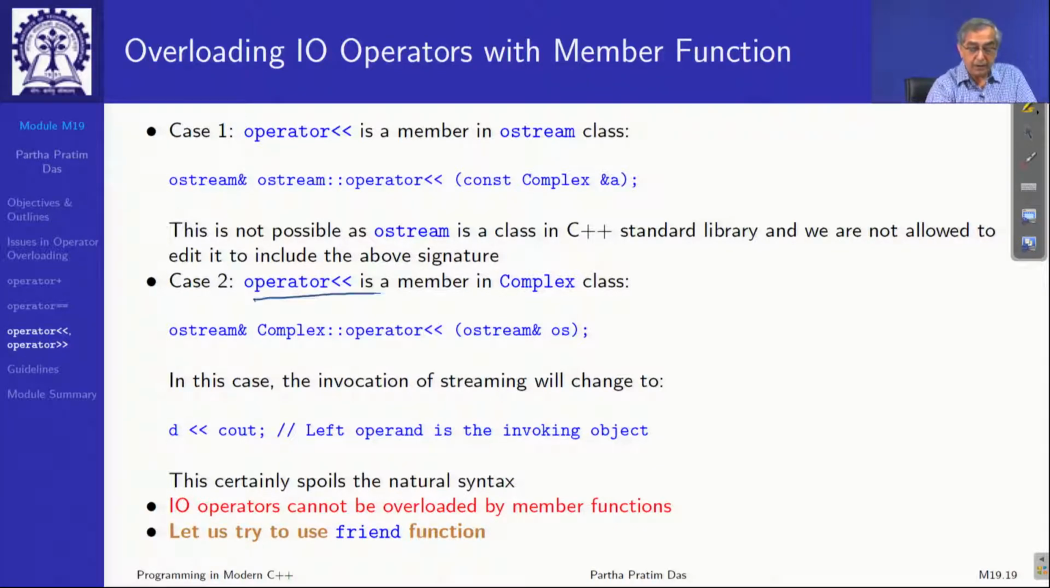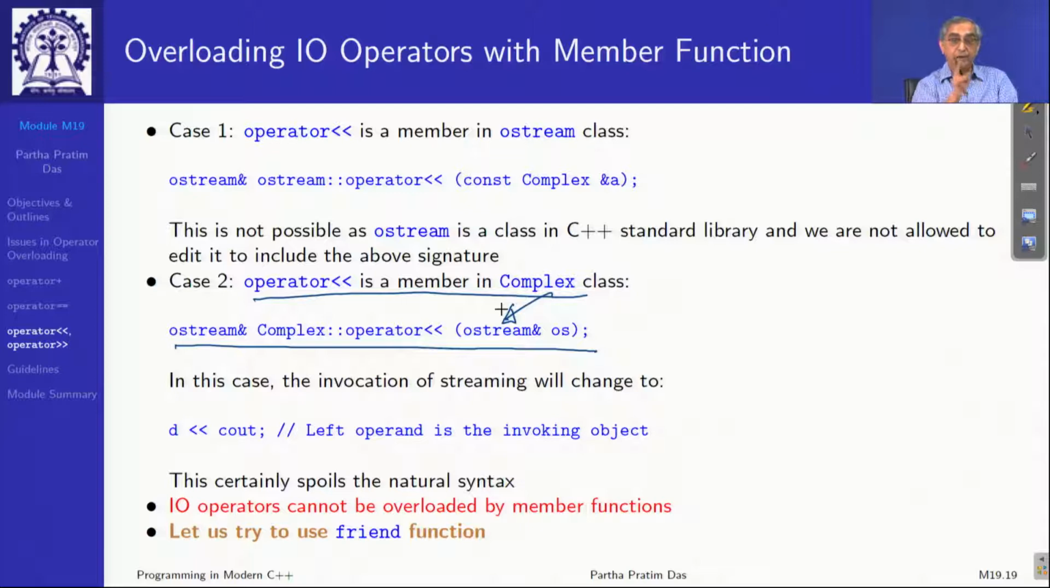So, I have to then look at a member function for the complex class. So, then this is the signature that I will have: complex :: operator output, which takes O stream as an argument. So, O stream becomes the second argument or the right argument. Therefore, when I want to output this, I have to write it as D output C out, like it gets inverted, which is neither natural nor good for streaming.